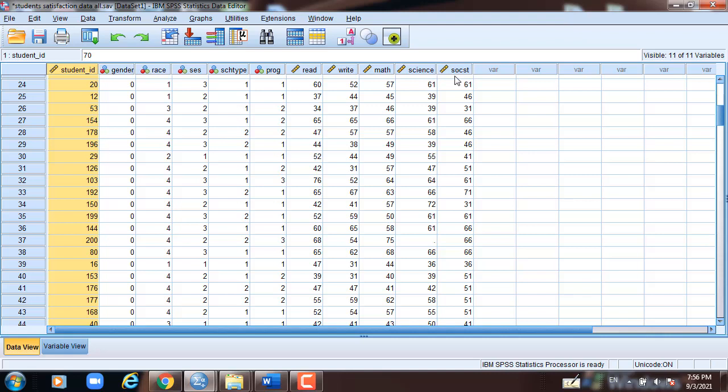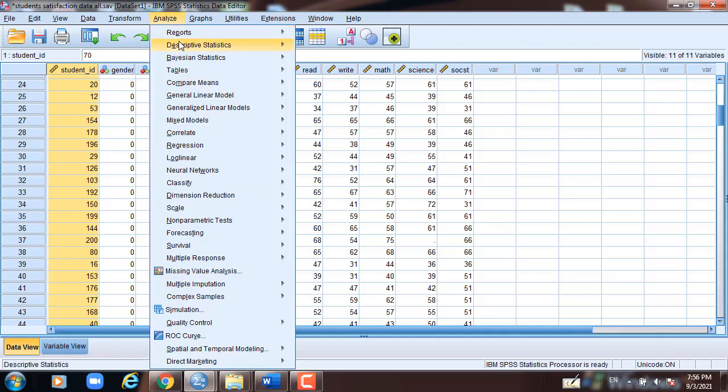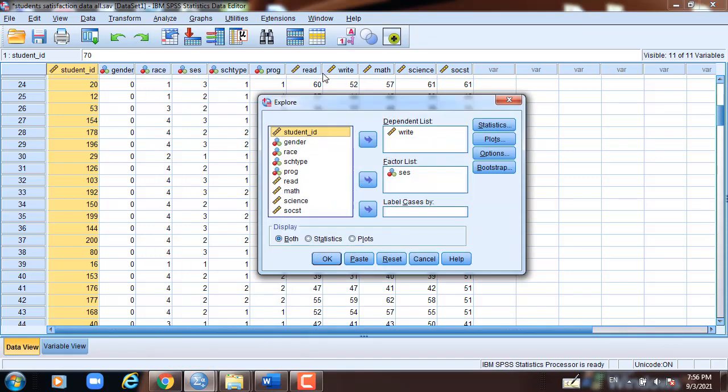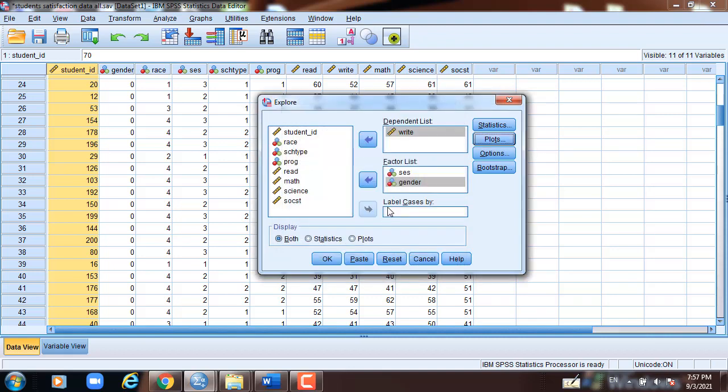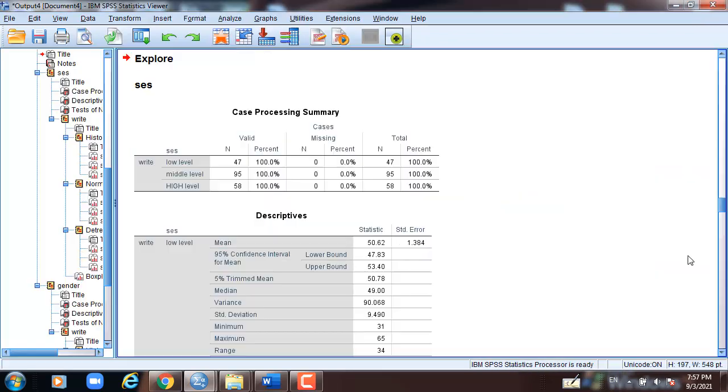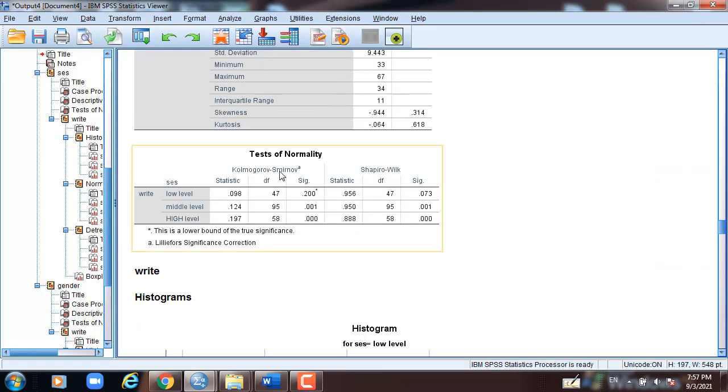How to test for normality? We have to determine whether the dependent variable is normally distributed for each combination of the levels of the two independent variables. I have to go to Analyze, Descriptive Statistics, Explore, and then we use the dependent variable write and the independent variable gender. Then in Plots, you select stem-and-leaf, select histogram, normality plots, and continue. Then press OK.